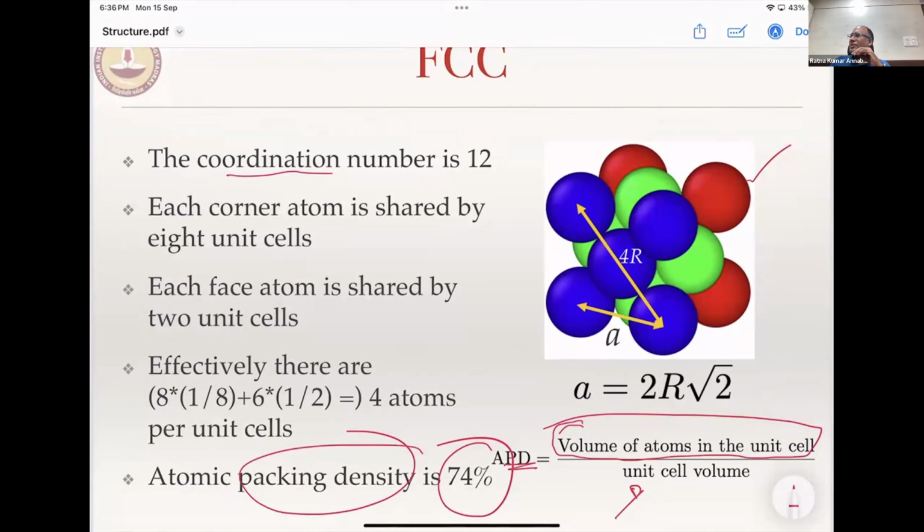What is the meaning of coordination number? The meaning of coordination number is how many nearest neighbors are there for each atom in the crystal structure. So now let us look at this one. How many nearest neighbors are there for this one, a corner atom we will take? The number of nearest neighbors is 12. That means this atom has a coordination number of 12.